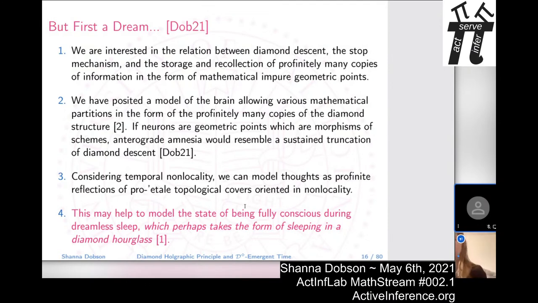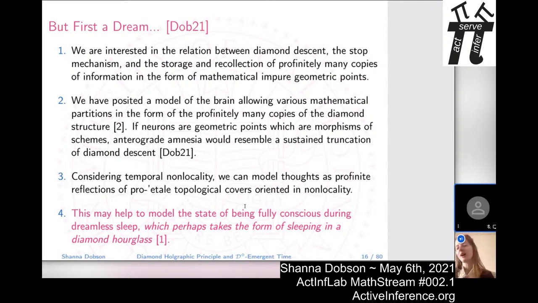So considering temporal non-locality, can we model thoughts as profinite reflections of pro-étale topological covers, oriented in non-locality, right? Someone from your community also was asking me about thoughts, and I was like, that's such a great question. Clearly there's an EM field going on, but it's something more than that. And then the brain seems to operate like a hologram as well. So what is that, right? Are these the profinite reflections? If you cannot organize your thoughts, or things are bouncing all over the place, there's a lot of people that are internal, or the diamond is super internally reflected at that point.